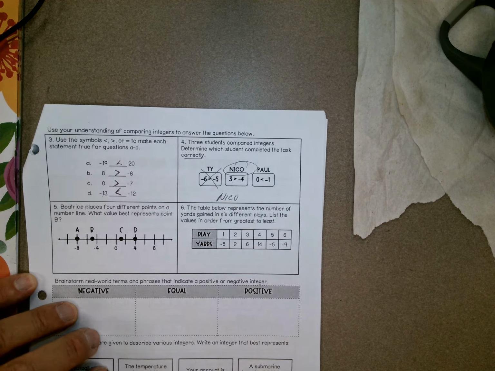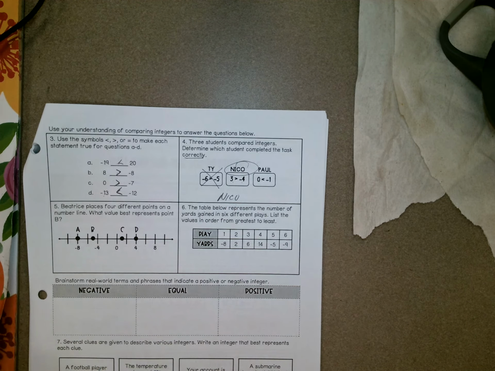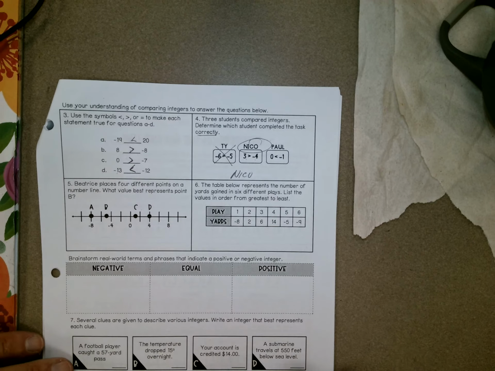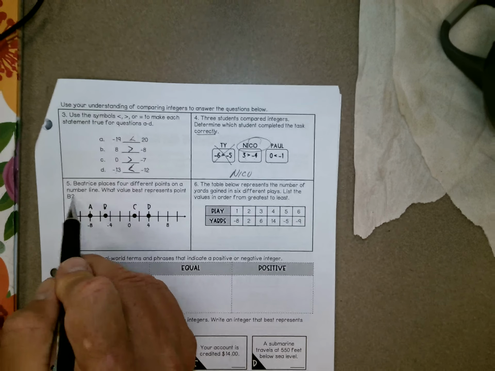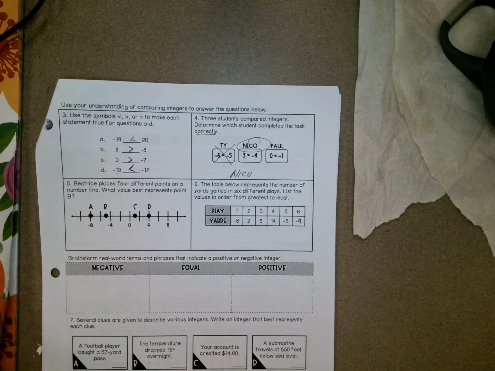3 is greater than negative 4. 0 is not less than negative 1. Beatrice places 4 different points on a number line. What value best represents point B?